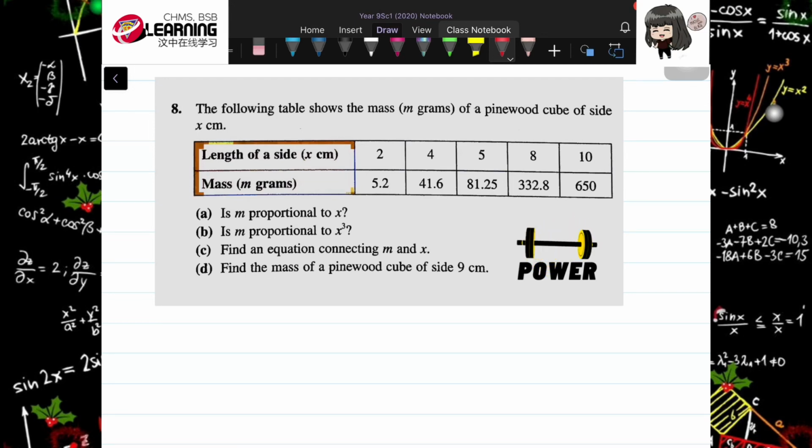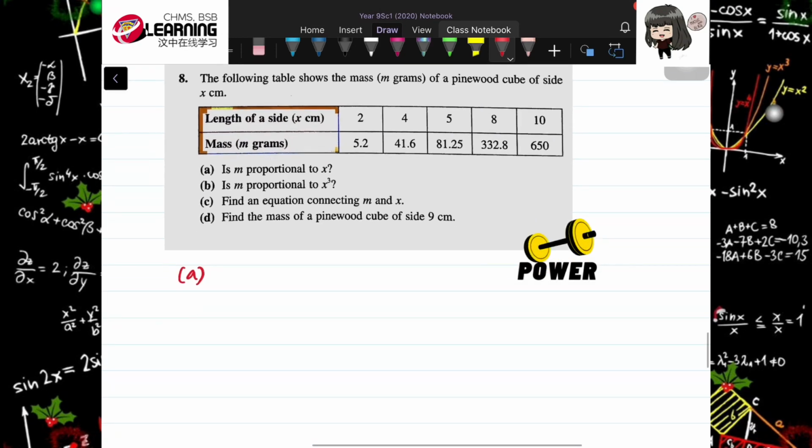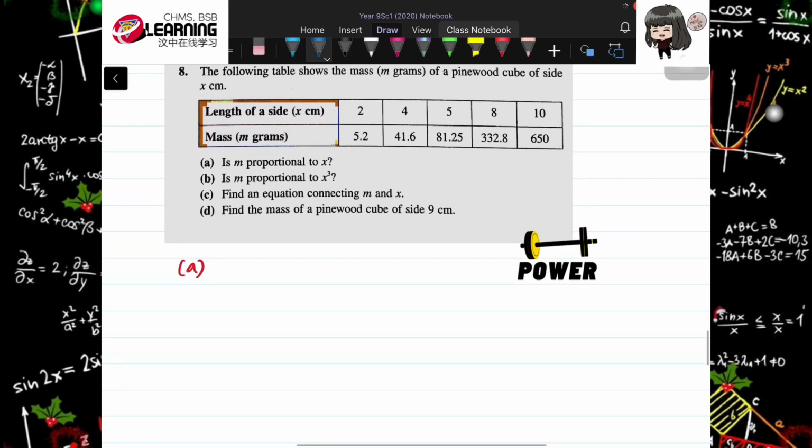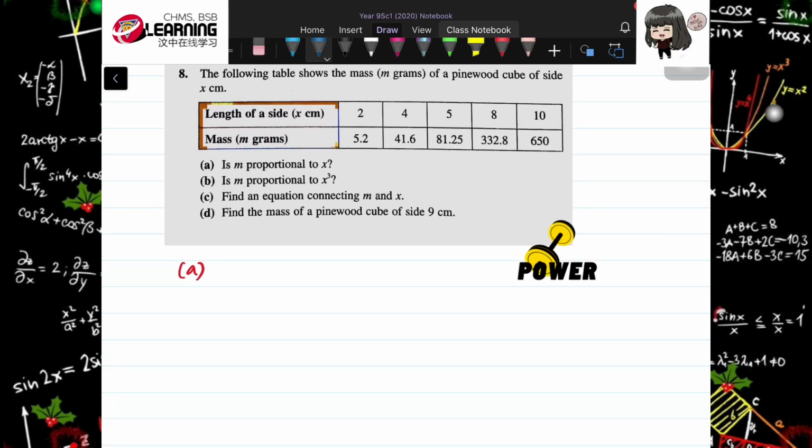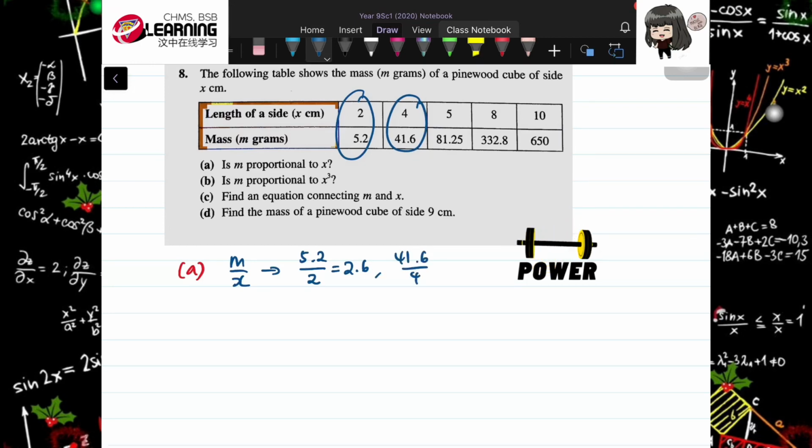If you want to know whether it's proportional or not, we need to find a constant, right? So for part A, let's see if we can find the constant. M is proportional to X, so we divide M by X. 5.2 divided by 2 gives 2.6. Let's try the second one: 41.6 divided by 4. You don't get 2.6, right? You get 10.4.